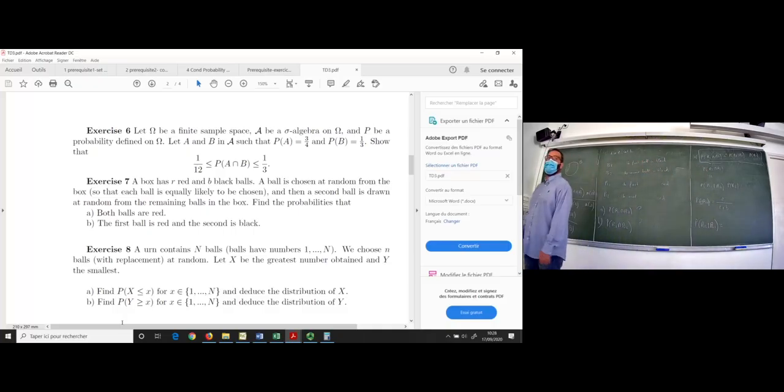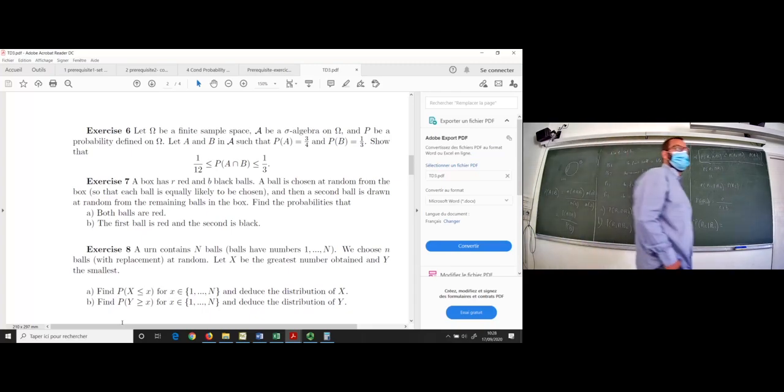I repeat, because at the beginning I have R red, B black. Okay? Second term to compute. I know that I have chosen first a red one. So what is the new box? In the new box I have B black and R minus 1 red, because I have chosen one red. So I remove it from the box.